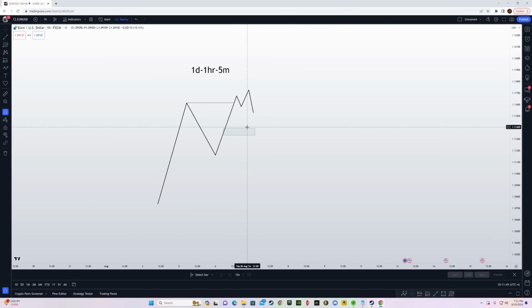So remember, price only does 2 things. It goes from external range liquidity to internal range liquidity, or from internal range liquidity to external range liquidity. External range liquidity is every single high and low, and internal range liquidity is every single fair value gap. So now that you get a market structure shift on the 1 hour time frame, you can look for SMT on the 1 hour time frame.